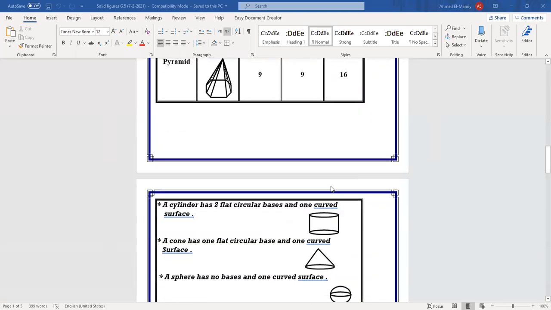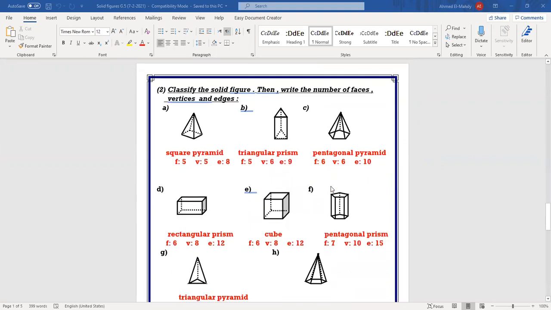Let's start again. First, I'll complete yesterday's sheet before we start in today's sheet.